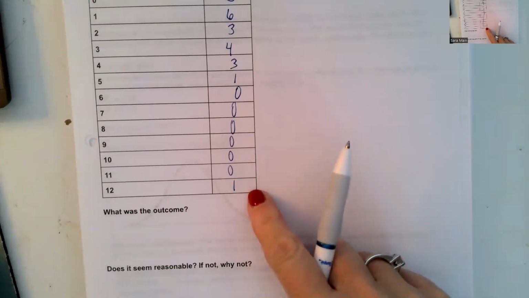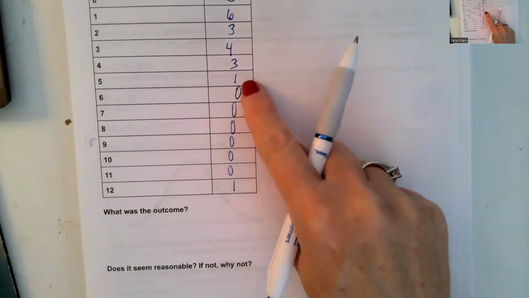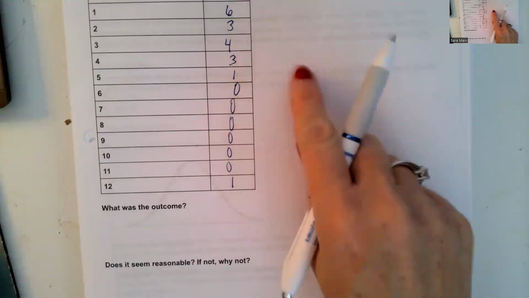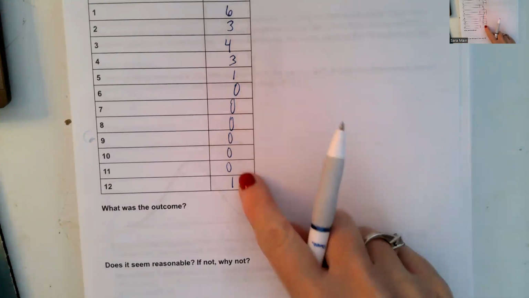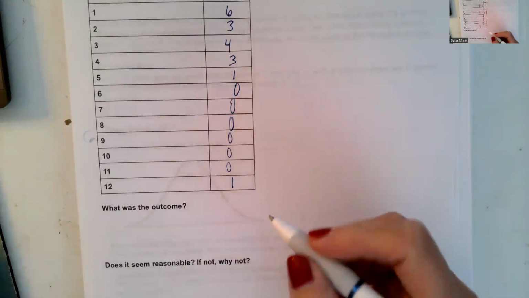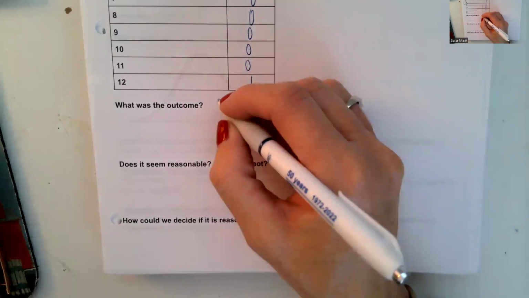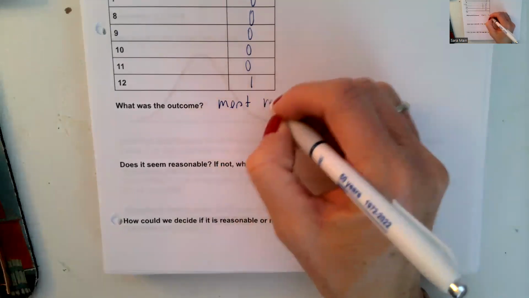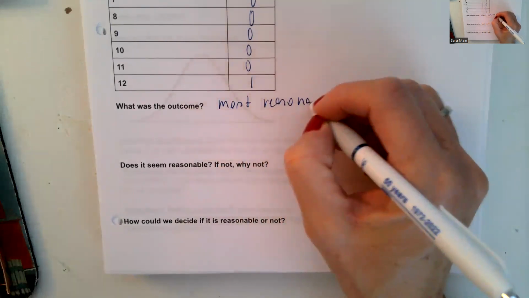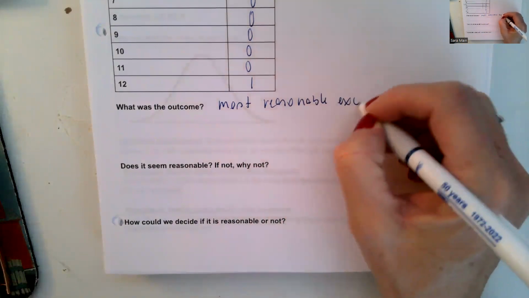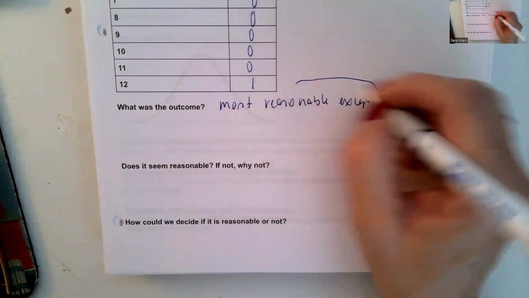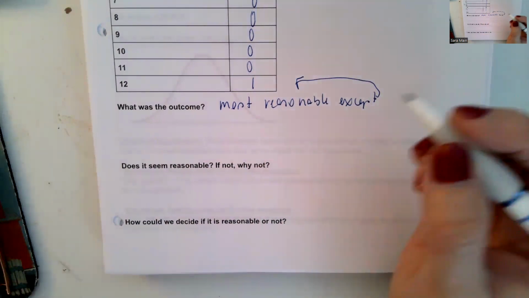This one seems a little atypical, and so does this one. Out of the 12 rolls, she got 5 5s, and he got 12 5s. So we're wondering, what was the outcome that seems most reasonable, except that one right there?